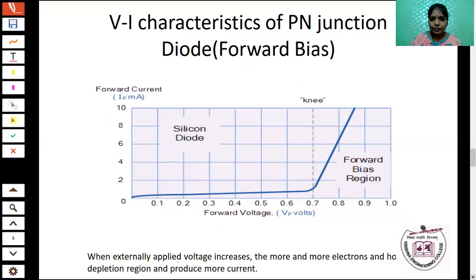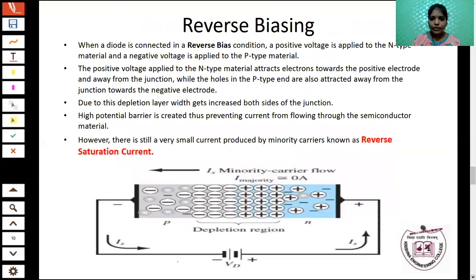Okay. So next we are going to see the reverse bias condition. Already I told you what the meaning of reverse bias is. Reverse bias means what? The positive terminal of the PN junction diode is connected to the negative terminal of the battery, that is, the negative terminal of the battery is connected to the P-type material and the positive terminal to the N-type material. You just see this diagram here.